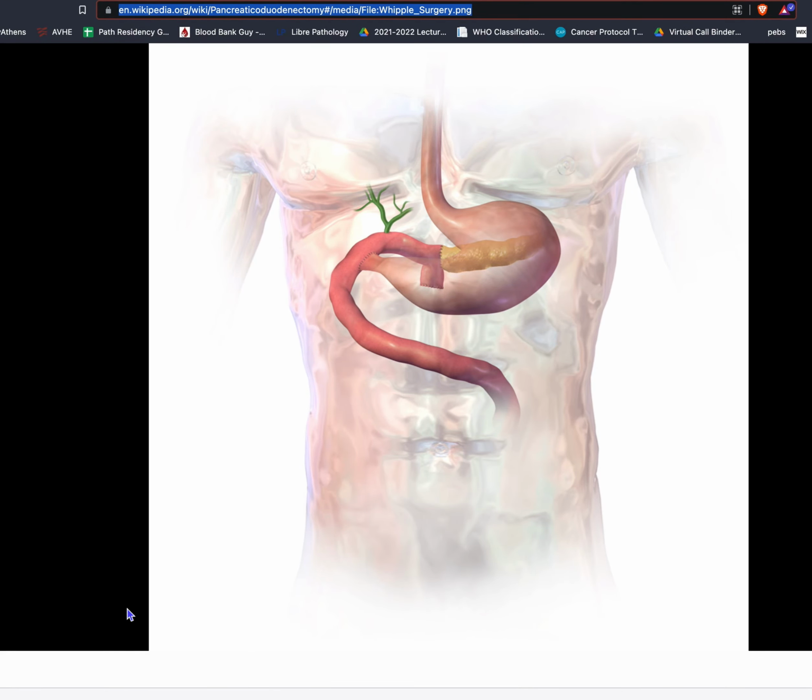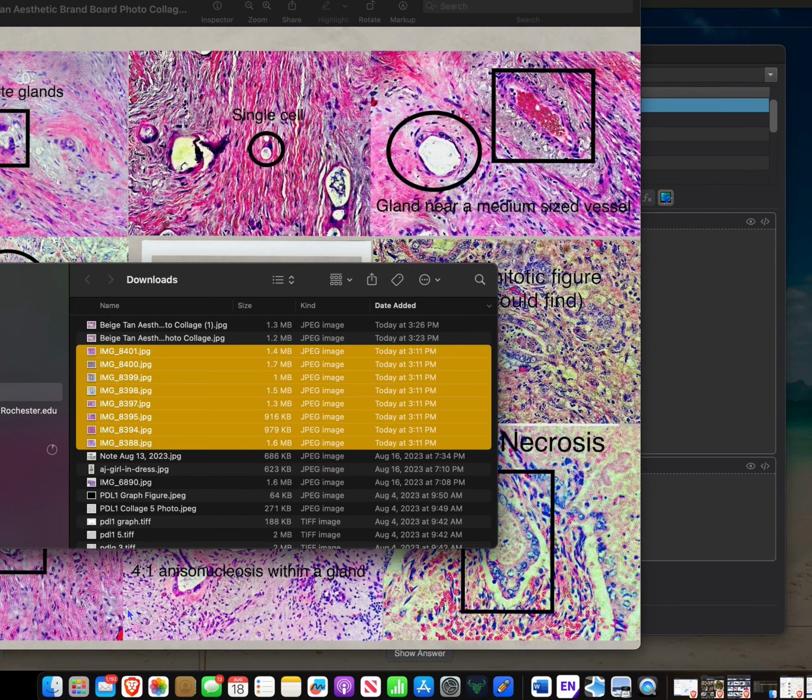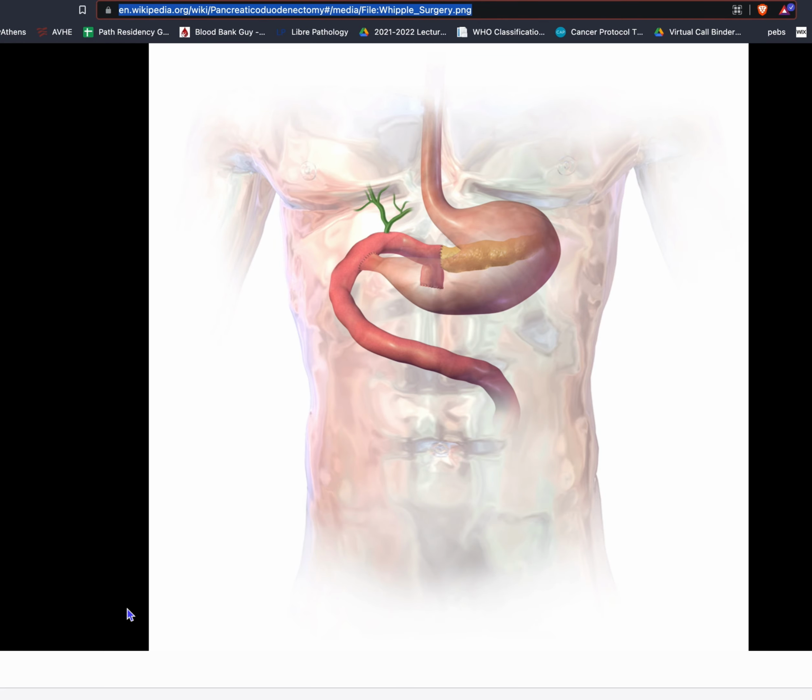Well, that is it for today. We talked about the difference between chronic pancreatitis and pancreatic ductal adenocarcinoma and how they can look similar.